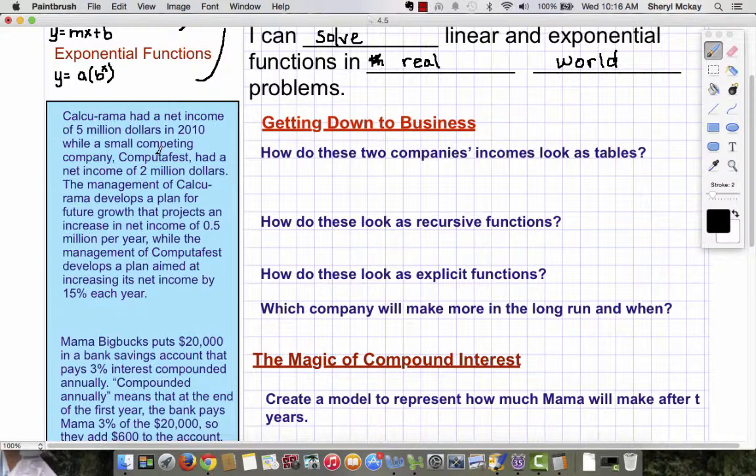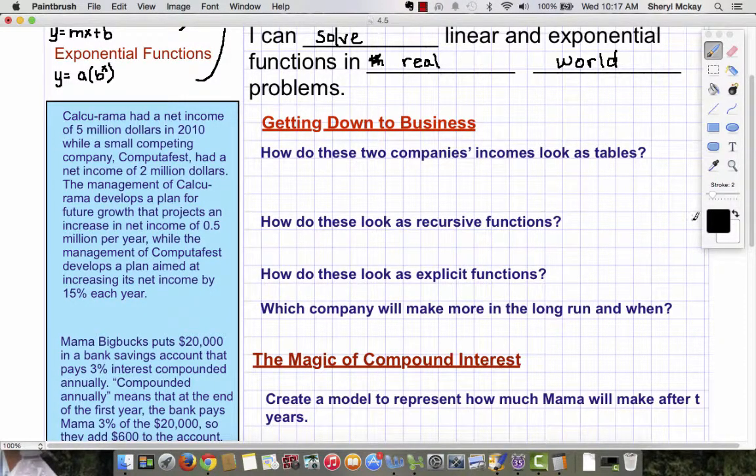So I've got 3 problems here, and I just want to warn you ahead of time that you might need to take a break because I think this is going to take us a while. All right, Calcurama had a net income of $5 million in 2010, while a small computing company, Computafest, had a net income of $2 million. The management of Calcurama develops a plan for future growth that projects an increase in net income of 0.5 million per year, while the management of Computafest develops a plan aimed at increasing its net income by 15% each year.